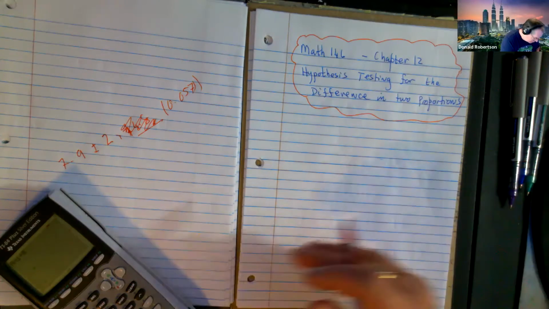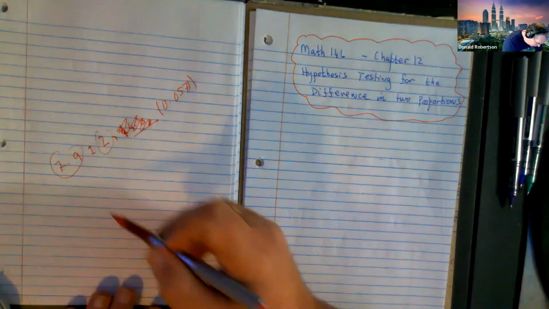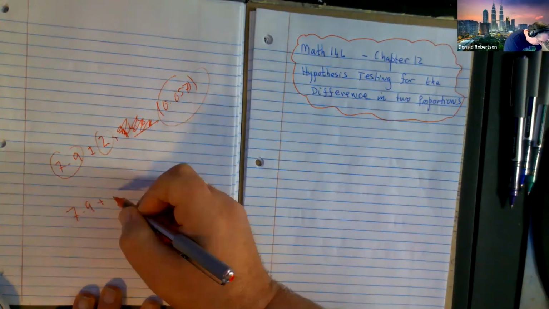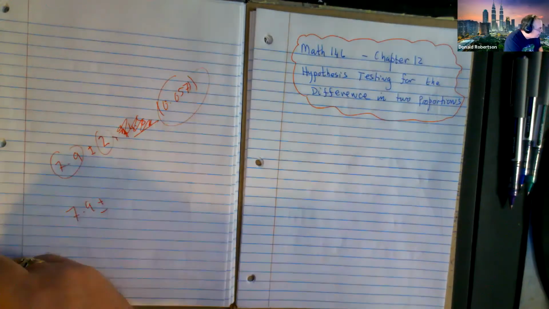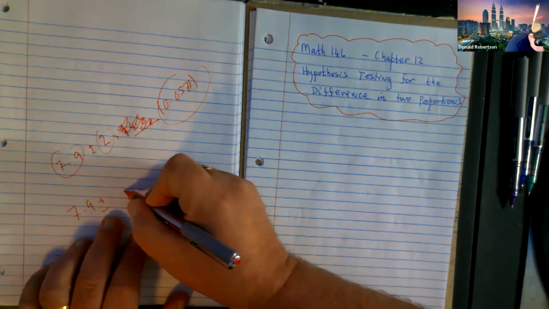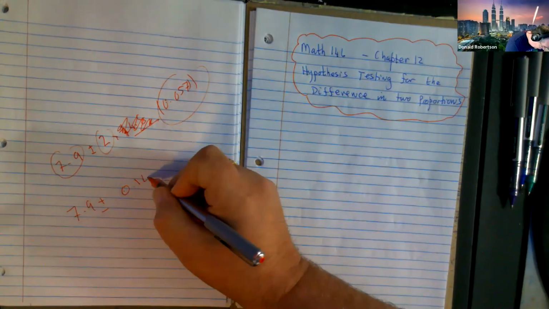Right, so I know it's a mess over here, but that's the mean. That's my magic number, and that's the standard error. So it's going to be 7.9 plus or minus 2 times that guy. And if you do 2 times that guy, you get 0.142, is it?